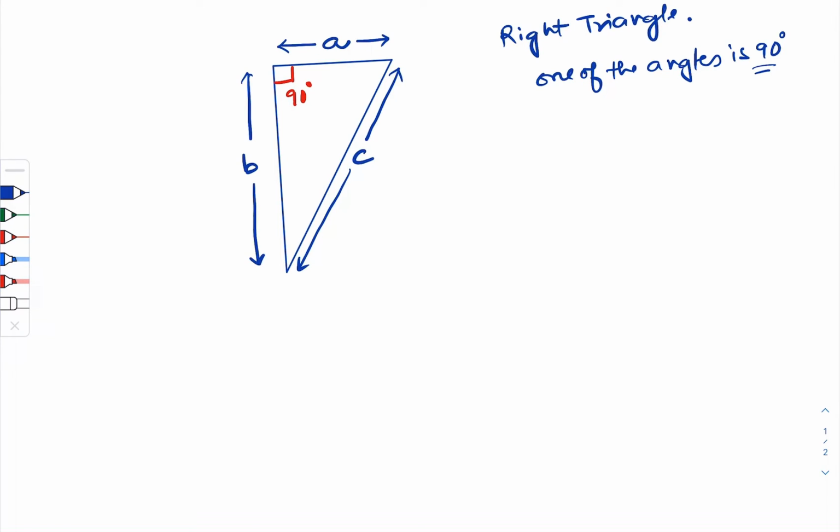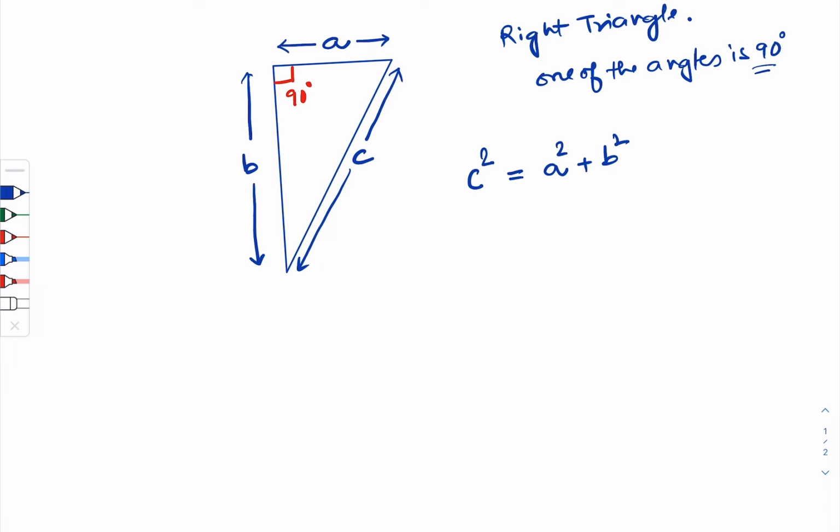So in a right triangle, the relationship between the lengths of the sides is that the side that's opposite to the 90 degrees angle, if you take that side and you square it, that is equal to the sum of the squares of the other sides. So C squared is equal to A squared plus B squared. That's how that works.